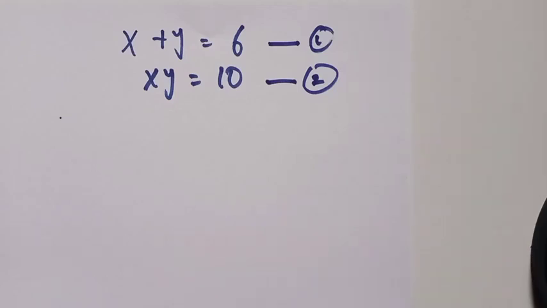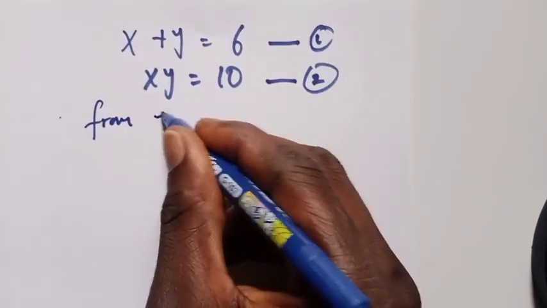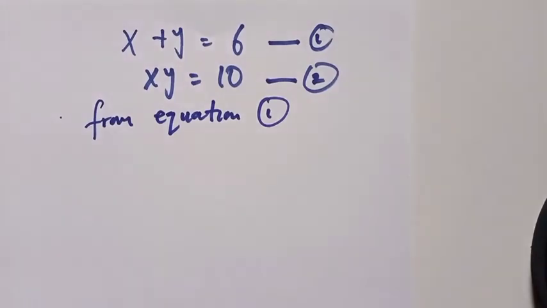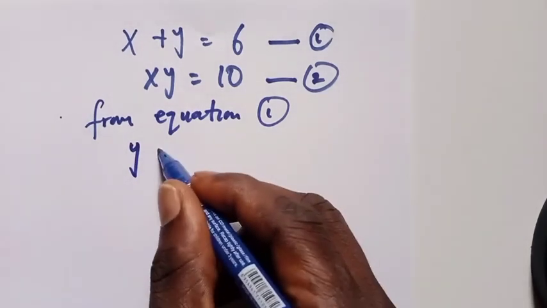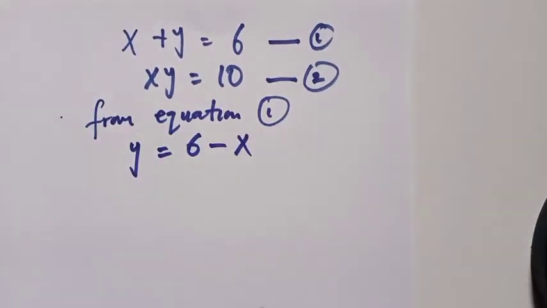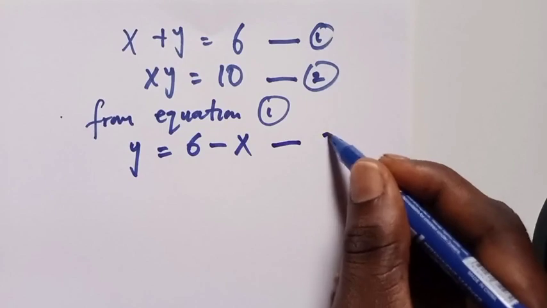Now from any of the equations we are going to make one of the variables the subject of the formula. I'll go with equation 1. So from equation 1, we'll make y the subject of the formula. So y will be equal to 6 minus x, if x goes the other way. Now this will form equation 3.